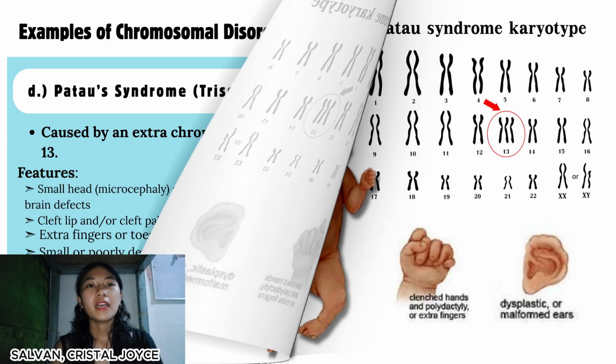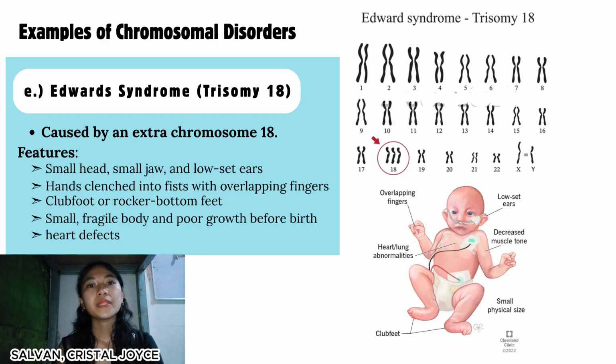Then we have Edwards syndrome or trisomy 18. This is caused by an extra chromosome 18. Symptoms include small body, low set ears, clenched fists, and heart defects. And most infants with Edwards syndrome die within the first year due to many organ complications.